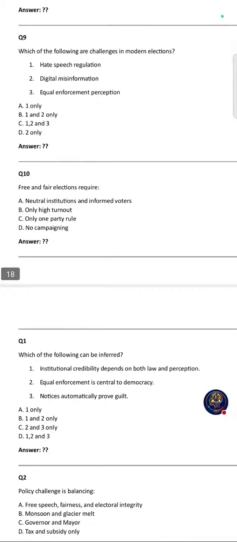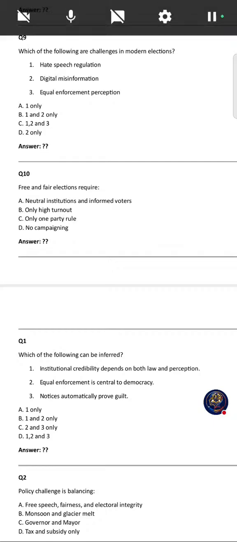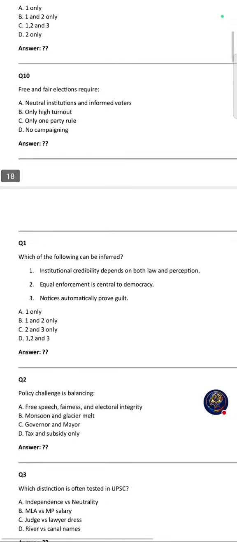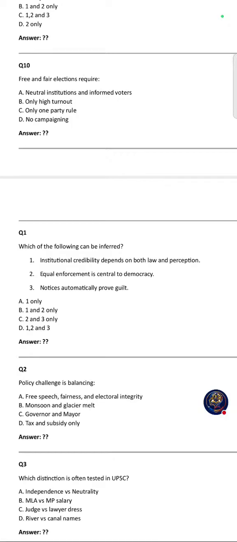Next question, which of the following are challenges in modern elections? 1. Hate speech regulation. 2. Digital misinformation. 3. Equal enforcement perception. All three are correct, 1, 2, 3, C option. Next, free and fair elections require neutral institution and informed voters.